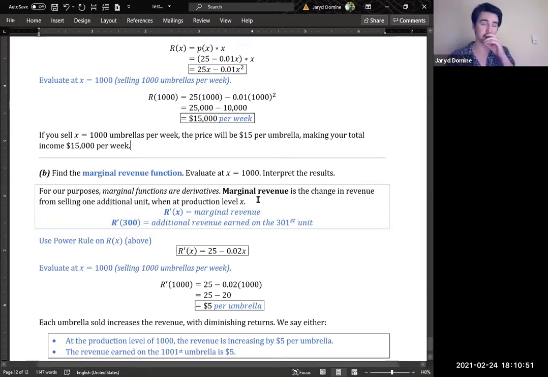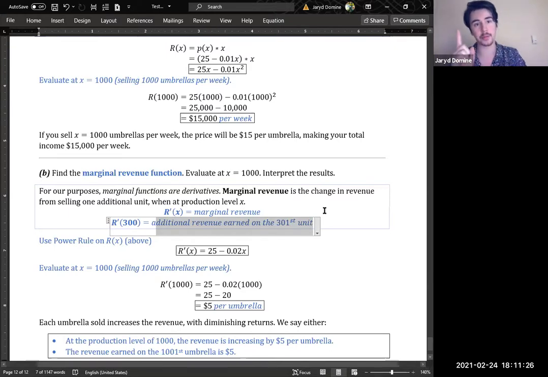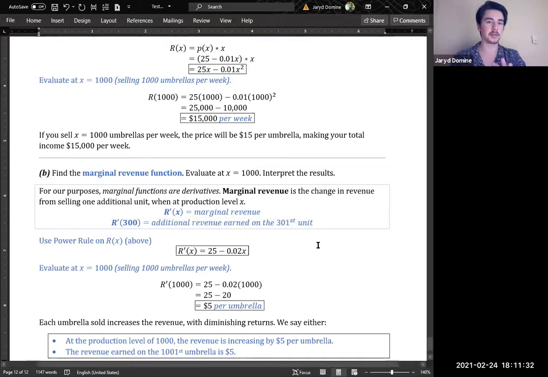Now, the actual definition of marginal is kind of confusing, but you're going to need to understand it in order to answer this question. The way I understand it, marginal revenue is the change in revenue after we've sold some number of units. So, it's the change in revenue that each extra unit gives us. For example, the marginal revenue at 300 will tell us the additional revenue earned on the 301st unit. So if I've already sold 300 and I sell one more, how much did my revenue change? That's what the marginal tells us. And you're going to need to know that for your answer.